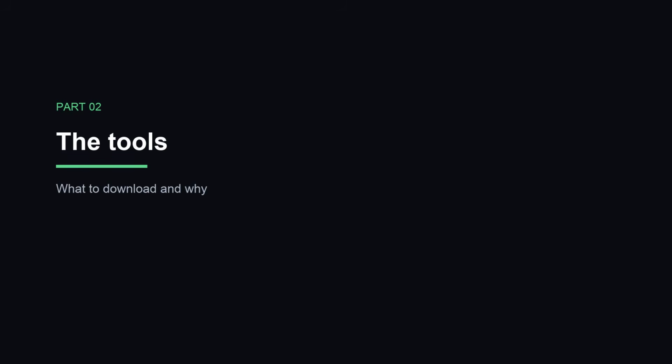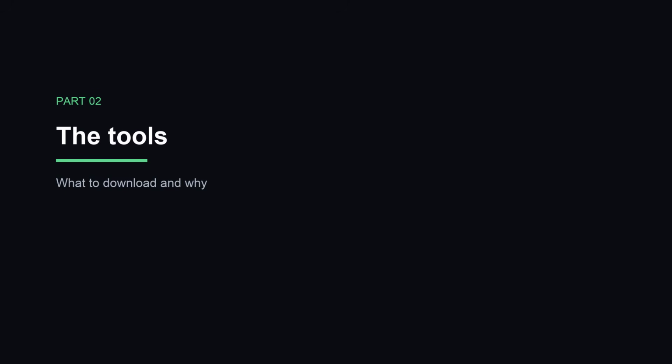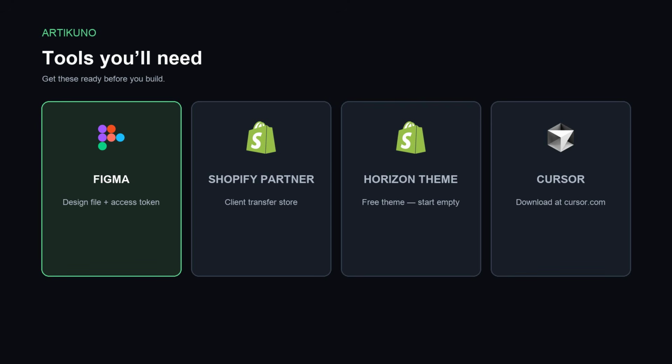Before we touch the store, let's name the tools. First, Figma. That's where the design lives. You'll need access to the file and later a personal access token so Cursor can read frames and assets. Second, a Shopify partner account and the development store you control. We'll use a client transfer store so you can hand it to a client later. Third, Shopify's free Horizon theme. We start from Horizon empty, not a paid theme.